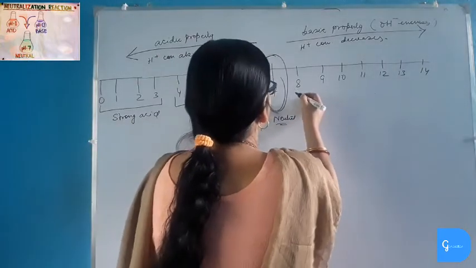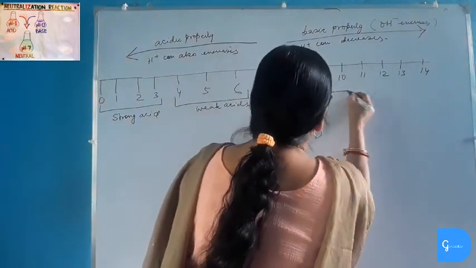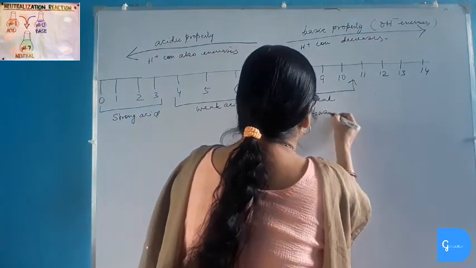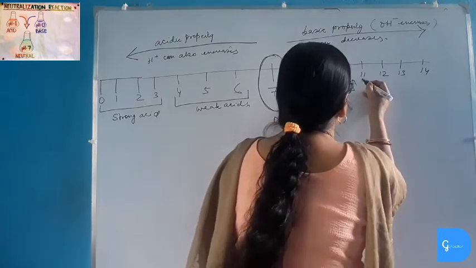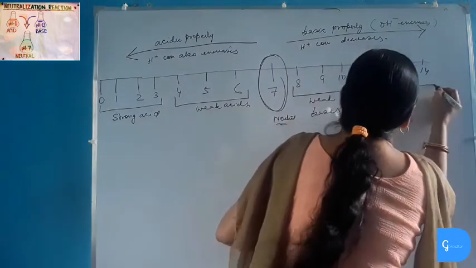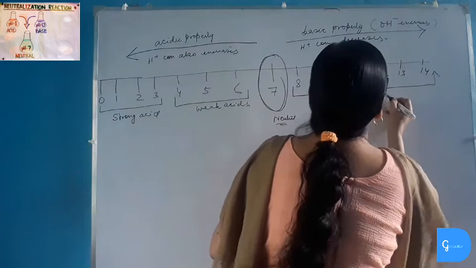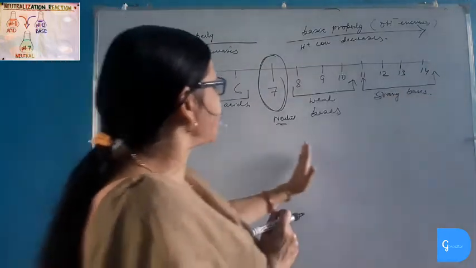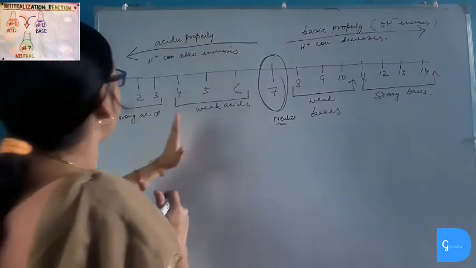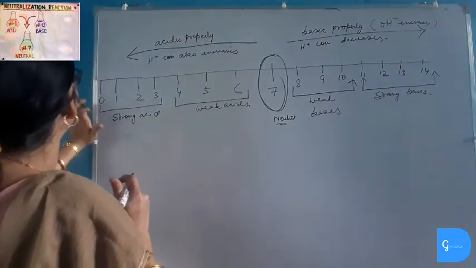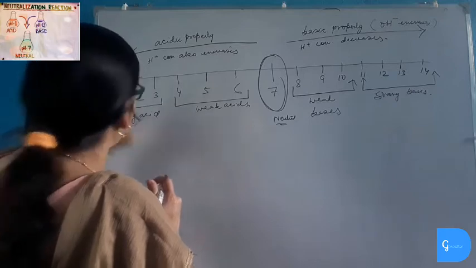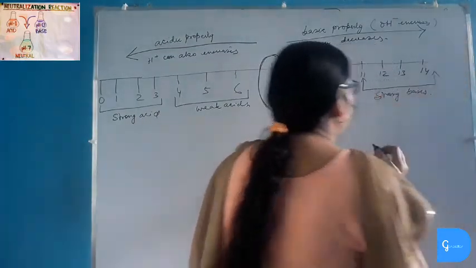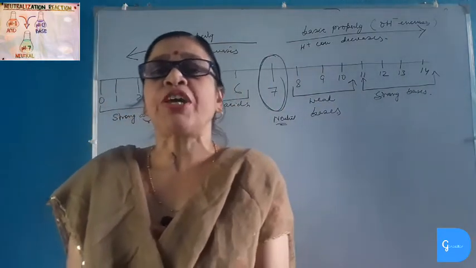So the solutions having pH value 8, 9 and 10 are weak bases, and the solutions having pH value 11, 12, 13 or 14 are strong bases. So from this pH scale, we can see the strongest acid is that which has pH value 0 or pH value 1, and the strongest base is that which has pH value 14. Now we will study about universal indicator.